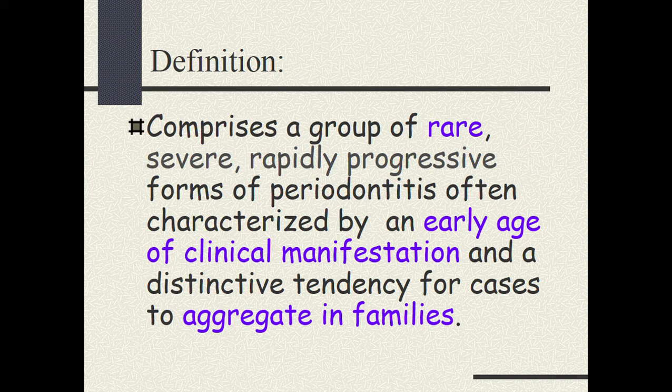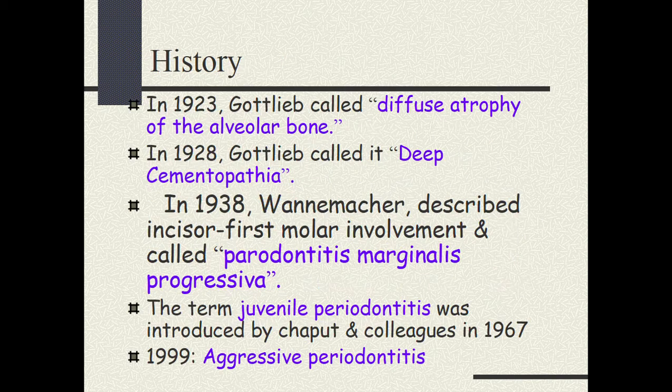Now coming on to the definition of aggressive periodontitis, I have taken this definition from the book Jan Lindhe. It comprises a group of rare, severe, rapidly progressive forms of periodontitis, often characterized by early age of clinical manifestation and a distinct tendency for cases to aggregate in the family. That means it is a very rare disease, it is not normally seen, having very severe destruction of bone, and it will be seen at a very early age and it will be running in the family.